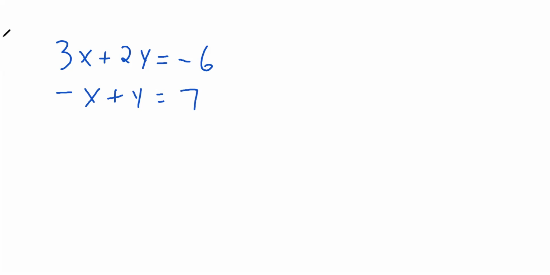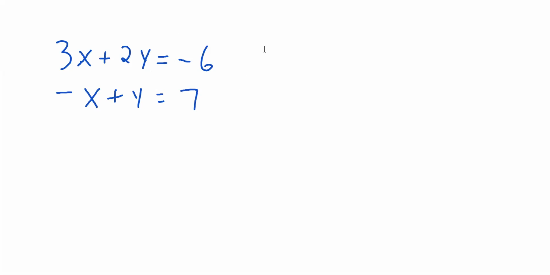Here is an example of a system of equations. 3x plus 2y equals -6. And -x plus y equals 7. So as we can see, it's a system because there's basically more than one equation.